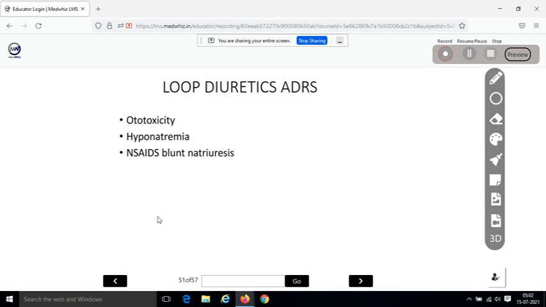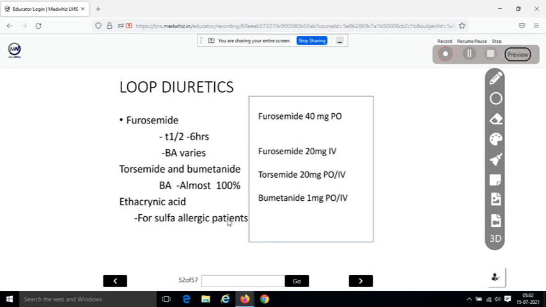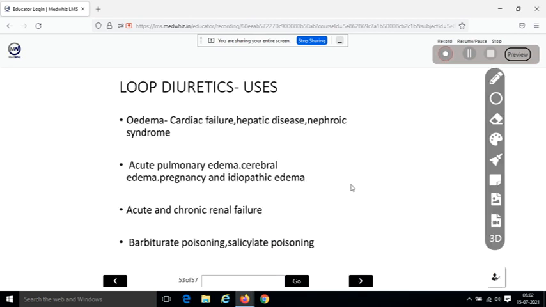Ototoxicity, hyponatremia, and non-steroidal anti-inflammatory drugs: because loop diuretics act at the luminal level, non-steroidal anti-inflammatory drugs prevent their secretion and blunt the natriuresis of these agents. Furosemide 40 mg oral, 20 mg IV, torsemide 20 mg oral and IV, bumetanide. Plasma half-life 2 to 6 hours, bioavailability varies, and in case of torsemide and bumetanide it is almost 100%. Ethacrynic acid is used only for sulfa-allergic patients.